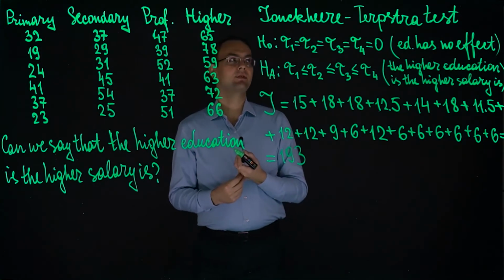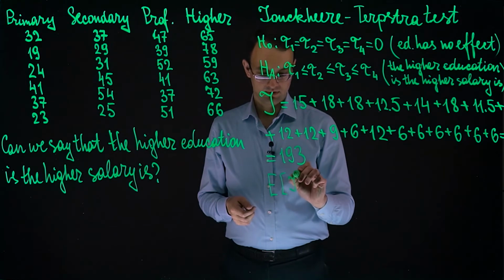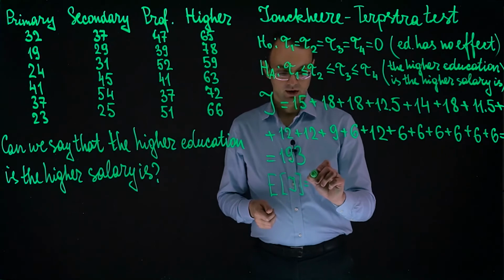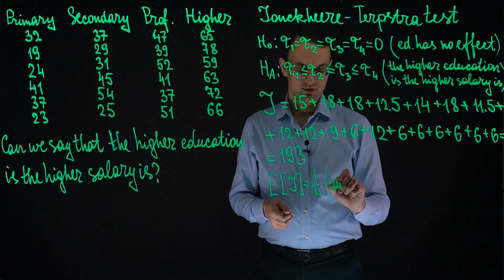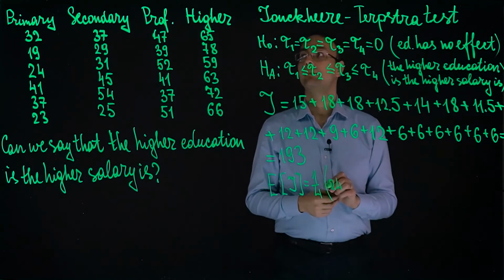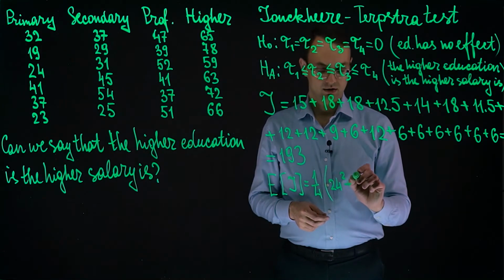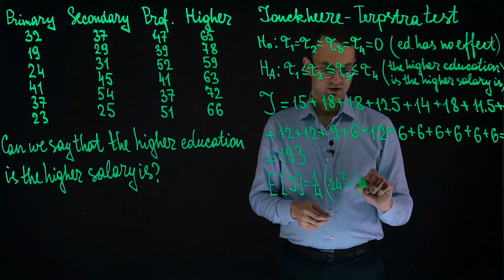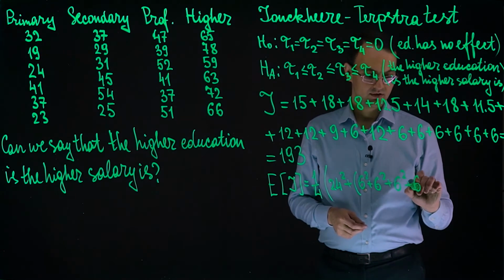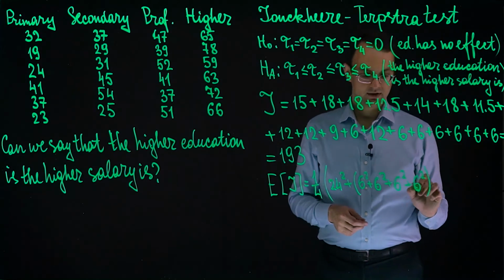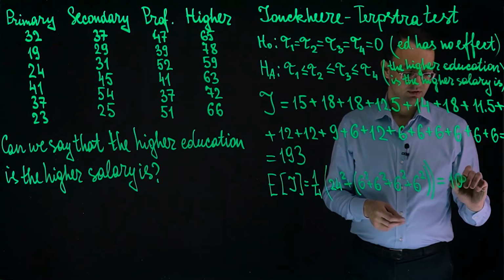Now I'm to find the expected value and the variance. So E of J is 1 over 4, according to our formula, then 24, and 24 is capital N, squared, plus, and here I have 6 squared plus 6 squared plus 6 squared plus 6 squared, and this is 108.